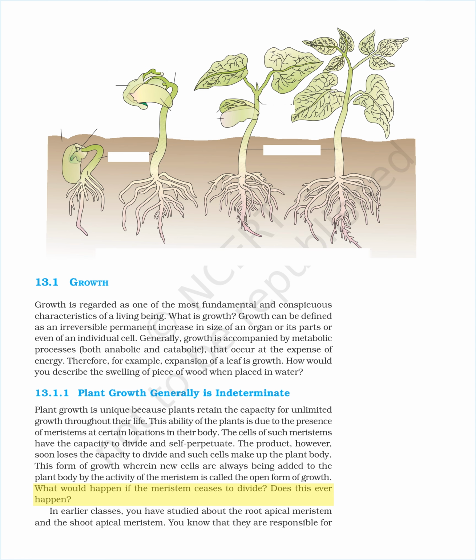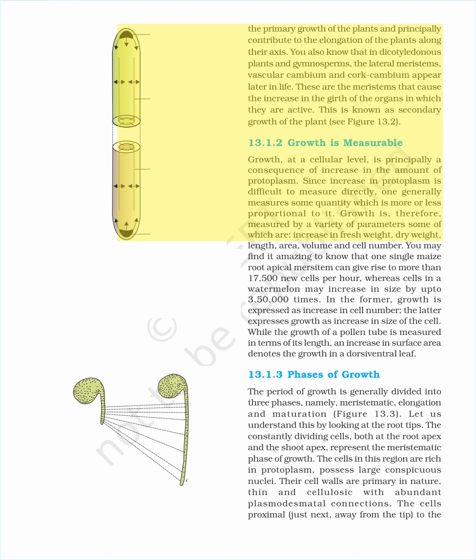What would happen if the meristem ceases to divide? Does this ever happen? In earlier classes, you have studied about the root apical meristem and the shoot apical meristem. You know that they are responsible for the primary growth of the plants and principally contribute to the elongation of the plants along their axis. You also know that in dicotyledonous plants and gymnosperms, the lateral meristems, vascular cambium and cork cambium, appear later in life. These are the meristems that cause the increase in the girth of the organs in which they are active. This is known as secondary growth of the plant, see Figure 13.2.